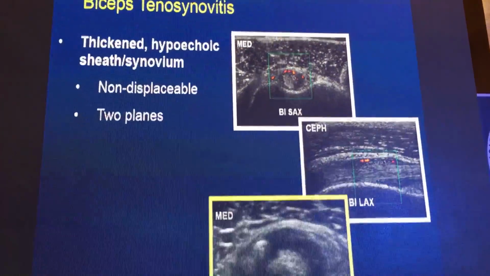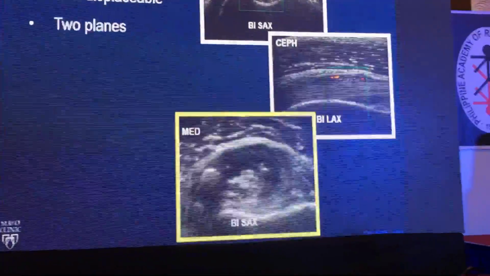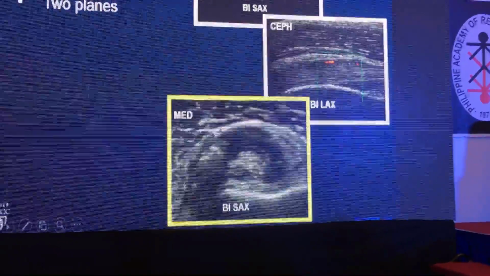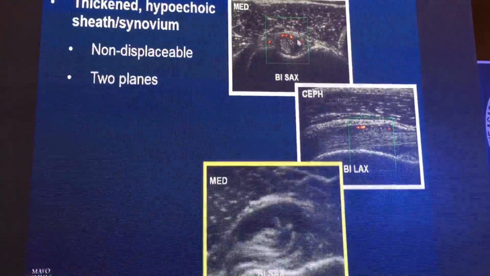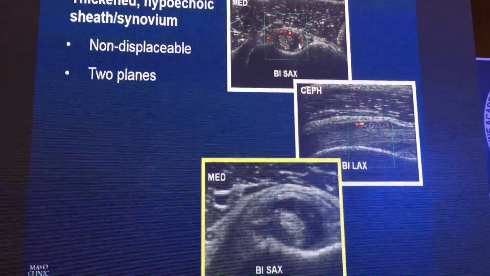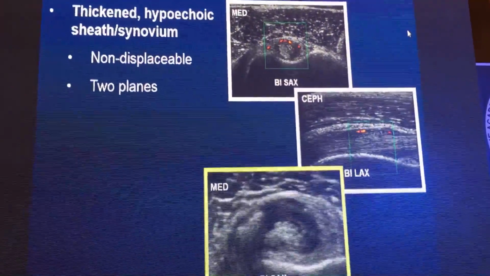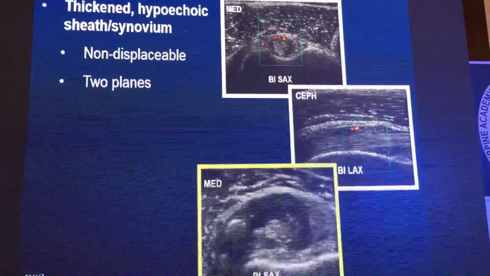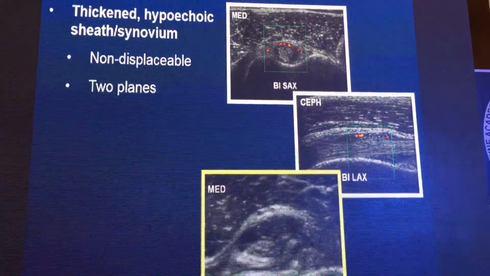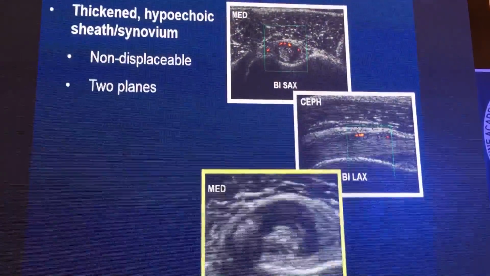But essentially, tenosynovitis is going to be dark or hypoechoic, and it's going to be circumferential around the tendon itself. And this could look like fluid, either simple fluid, which is anechoic or dark, or complex fluid, where it's got some particles in it.